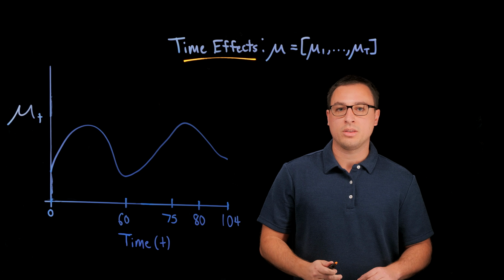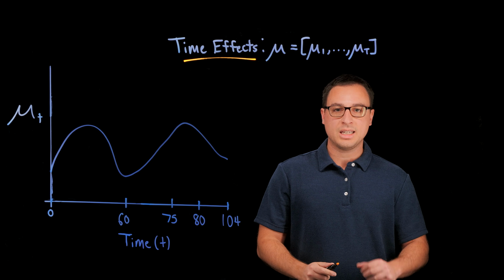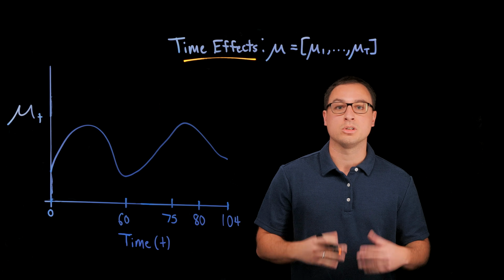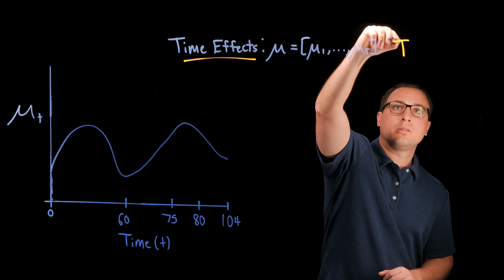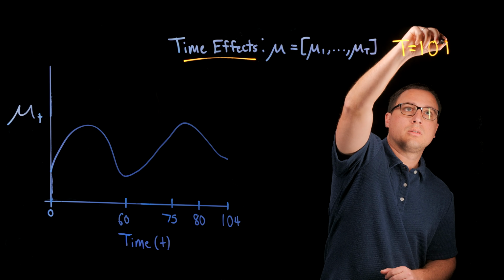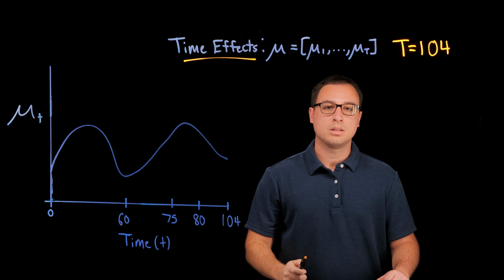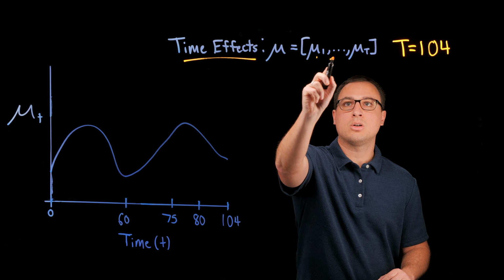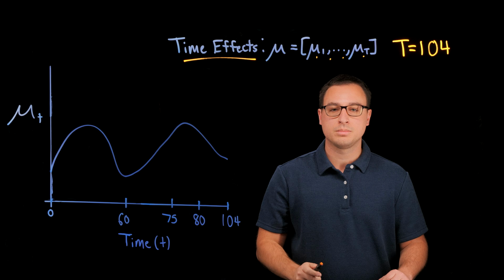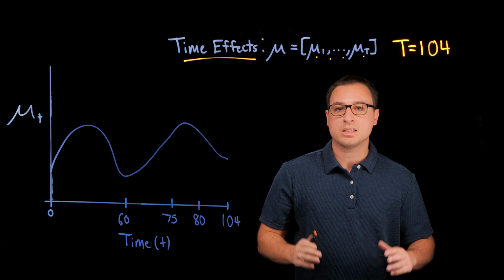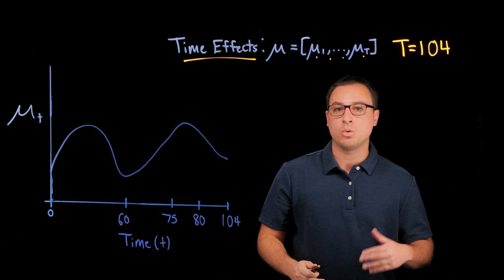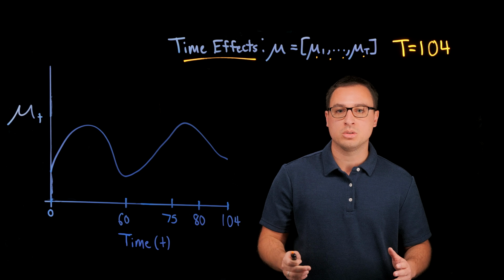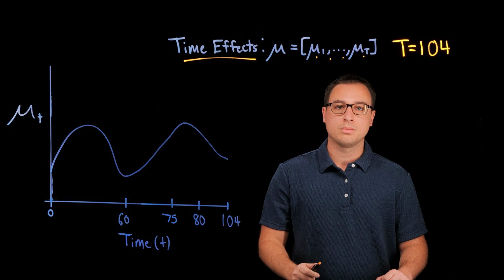In Meridian, we handle this mathematically. Let's say T is the total number of time periods in your data, say 104 weeks for a 2-year model. Ideally, we want to estimate a time effect mu for every single one of those time periods. However, estimating a unique parameter for every single week results in a large number of parameters and can be an inefficient use of the model's degrees of freedom.